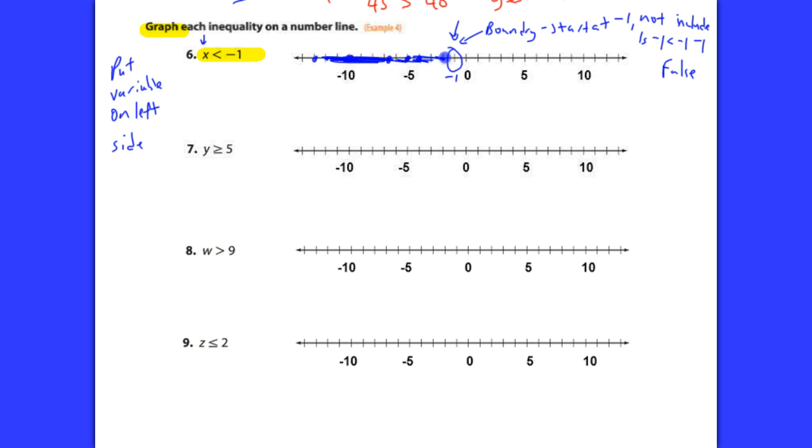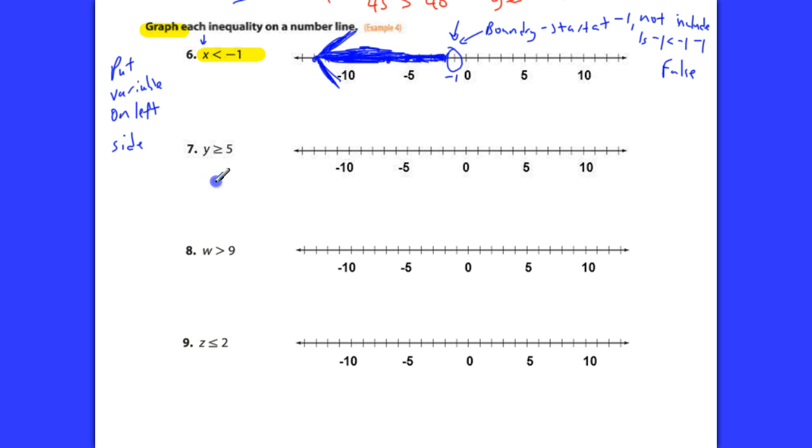So here's what you do. Make a nice, clear line that you're darkening to the left of -1 and make it an arrow, because this goes on and on and on. If x is less than -1, who knows, it might be -100. And that is the graph. And it's really important that you have that open circle and then all shading to the left. Let's look at number 7 and see how that one is different.